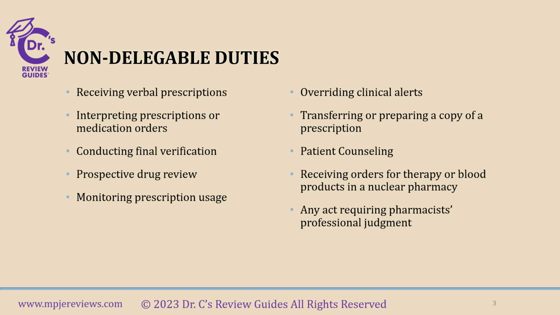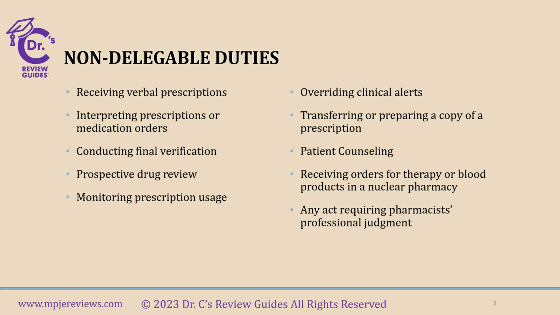Letter J is an interesting one. Receiving therapy or blood product procedures in a nuclear pharmacy. That one's interesting because most, and we'll cover this in the nuclear pharmacy section, but I wanted to mention it here since it is listed. Why is it only saying blood product procedures?